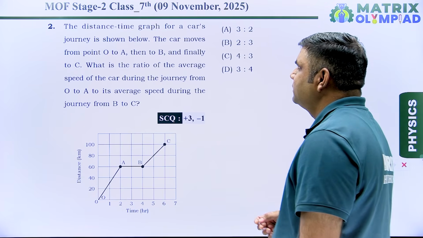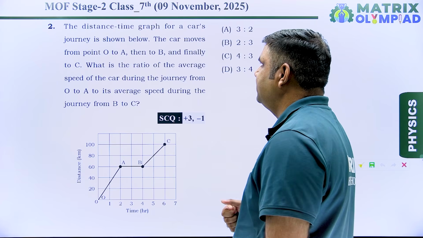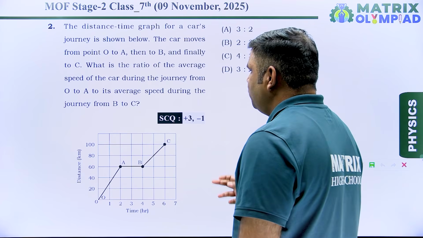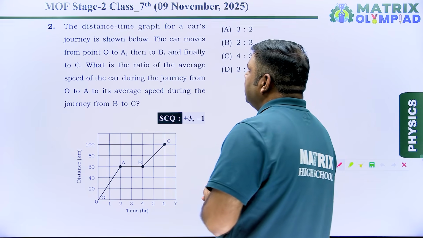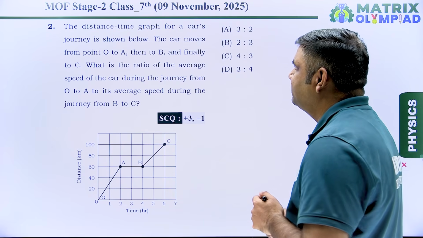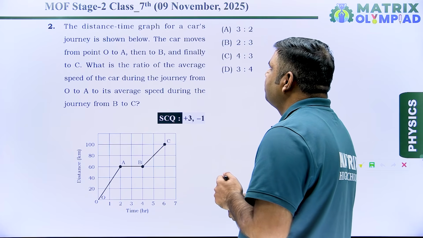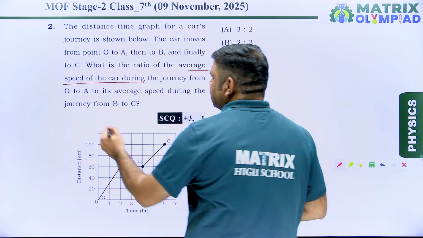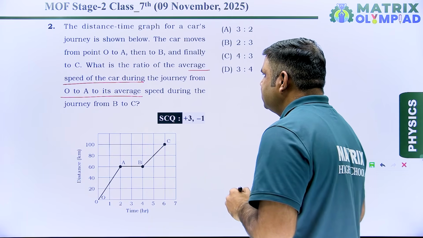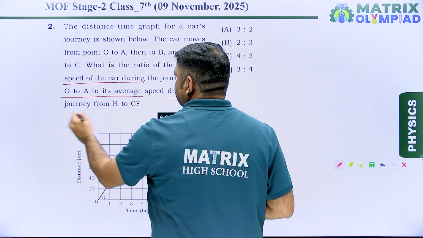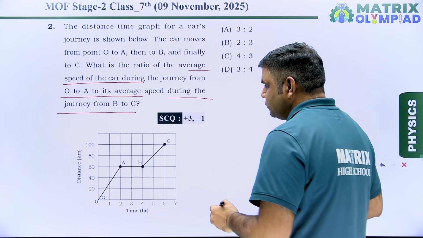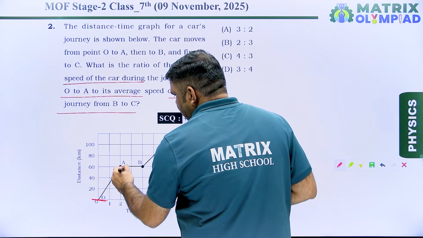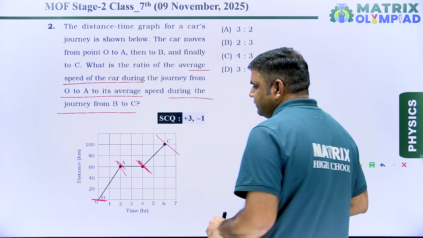In question number 2, the distance time graph for a car's journey is shown below. The car moves from point O to A, then to B and finally to C. What is the ratio of the average speed of the car during the journey from O to A to its average speed during the journey from B to C? So we have to find the ratio for O to A and B to C.